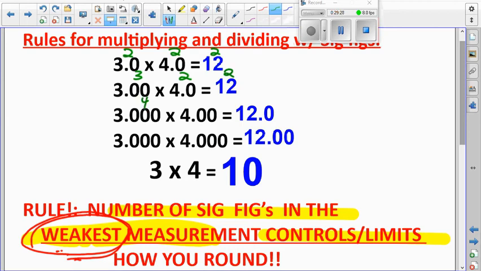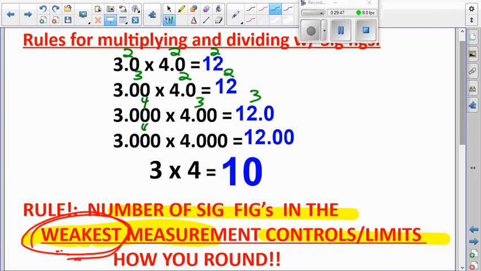4 sig figs times 3 sig figs. So how many sig figs are you allowed to keep now? You're allowed to keep 3. Weakest measurement. So 12.0. Also, when we get that 0.0 on the end, we have more precision now because our original measurements have more precision.